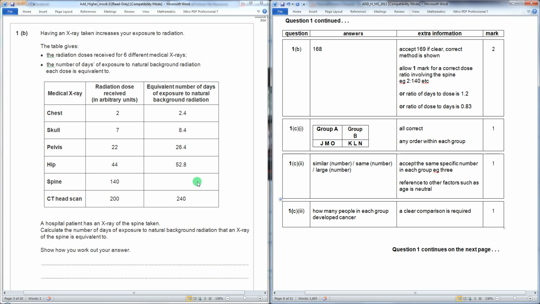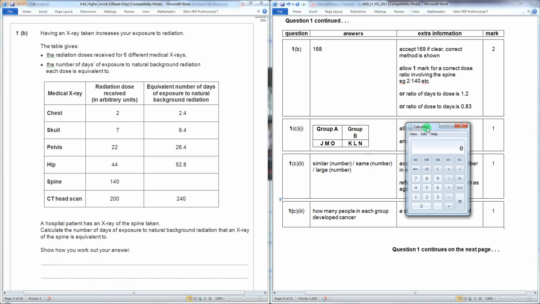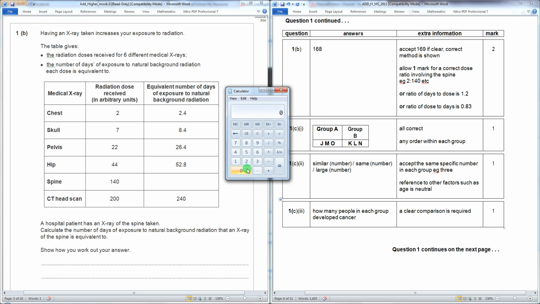Now, in order to actually work out the number, we need to work out how the two columns are linked. And usually you're looking for a ratio. So if we just take the calculator here and check a couple of values, if I do the value in this column divided by the value in that column, 2.4 divided by 2 gives me 1.2. Okay, let's just check that that's the same for some other ones. You don't necessarily have to check all the values in the table. If you check a couple and they work, you're probably okay. So let's check the hip x-ray as well. So I'll do 52.8 divided by 44, and sure enough 1.2.